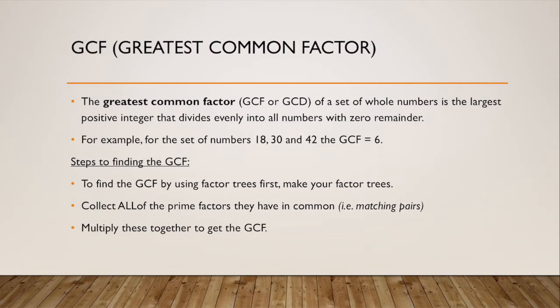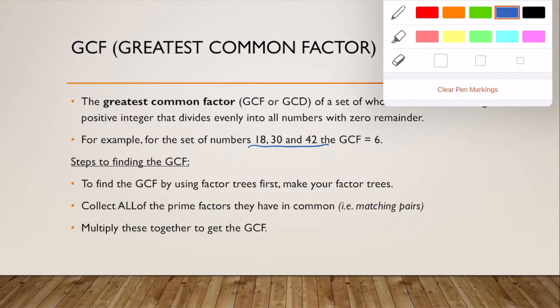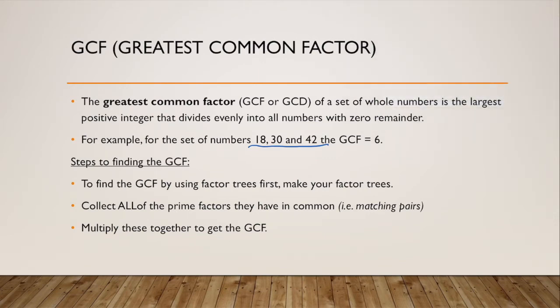So how do we find the GCF? To find the GCF, we're going to use factor trees first, so we'll make our factor trees. Then we collect all of the prime factors they have in common, i.e. we're going to be matching pairs, and we multiply these together to get the GCF. So let's take a look at 18, 30, and 42. I wasn't planning on doing this example, but here we go.